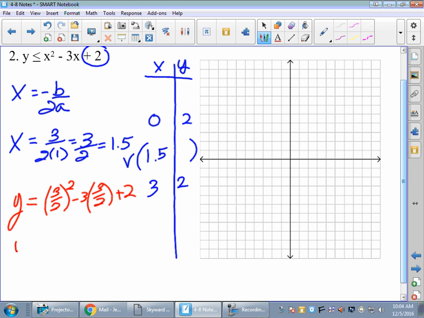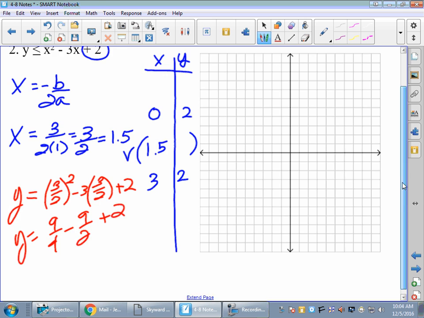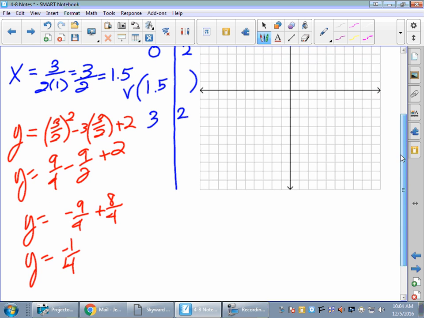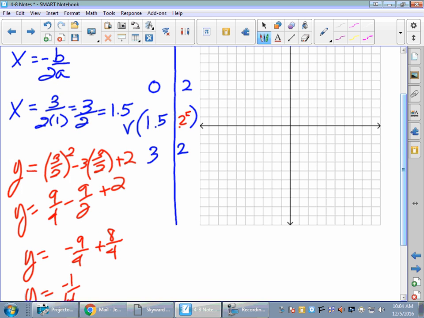I like to work with fractions. 9/4 minus 9/2 plus 2. 9/4 take away 9/2 is a -9/4. So I have a -9/4 and 2 is 8/4. -1/4. If you used your decimal or if you used your calculator, you should get -0.25. So there's my vertex. I go over 1.5 units and up 1/4. 0, 2 and 3, 2.